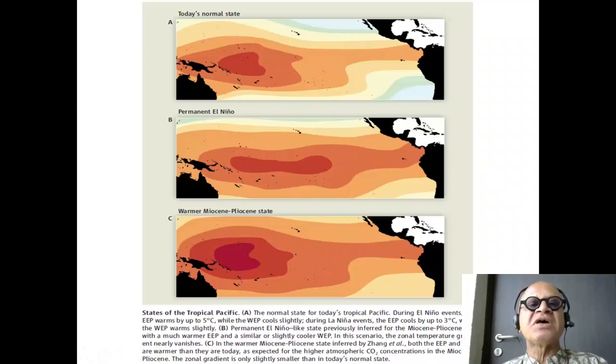So East Pacific and this sea surface temperature gradient continue to play an important role in climate at various time scales, from El Nino time scale to these permanent El Nino type time scales, and in global warming, as we talked about with respect to global warming pause and the heat uptake in the East Pacific.